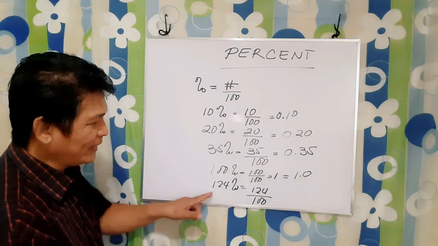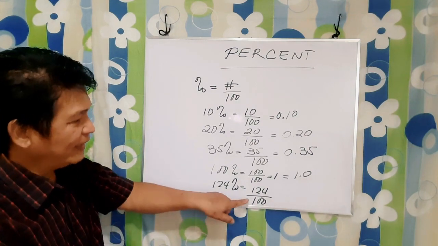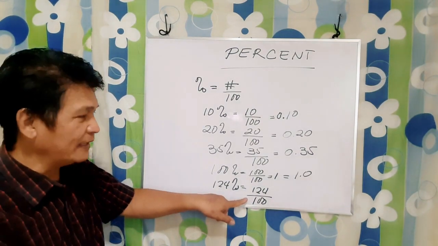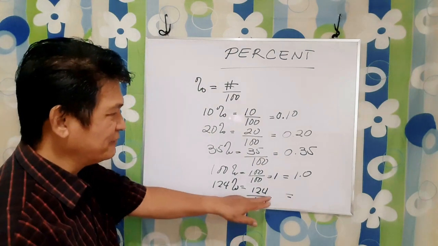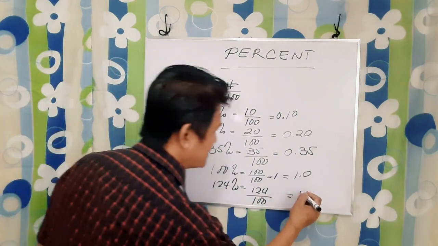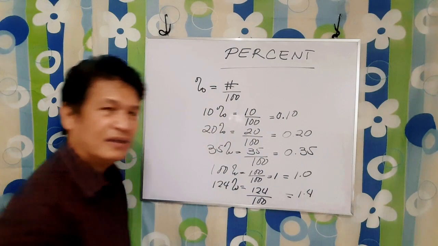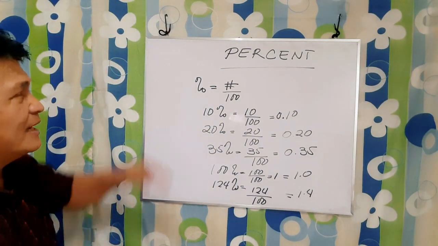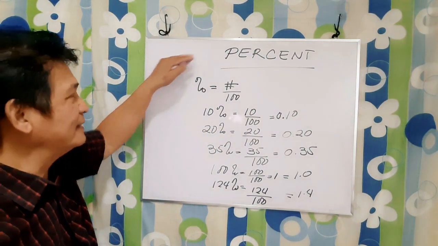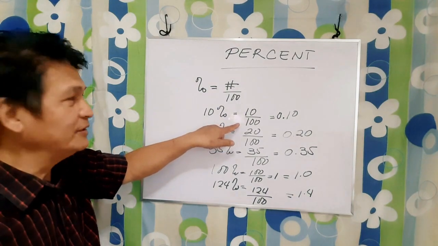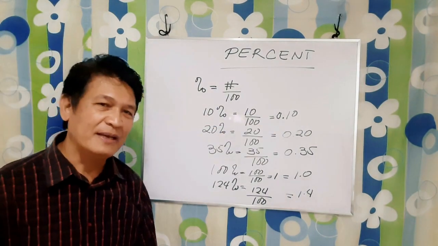And then your 124% in fraction is 124 over 100. You just transfer 2 places to the left, that becomes 1.24. So that is how you express percent in fraction and in decimals.